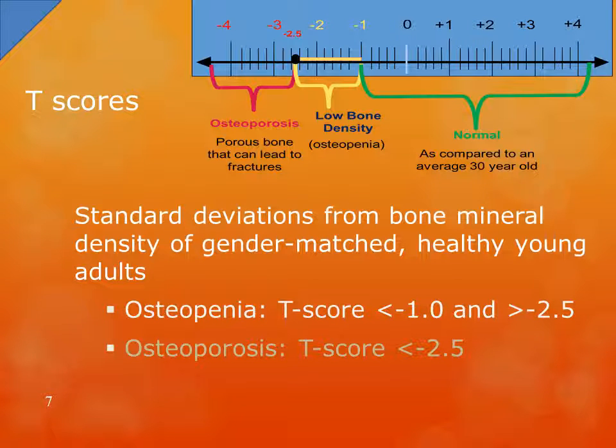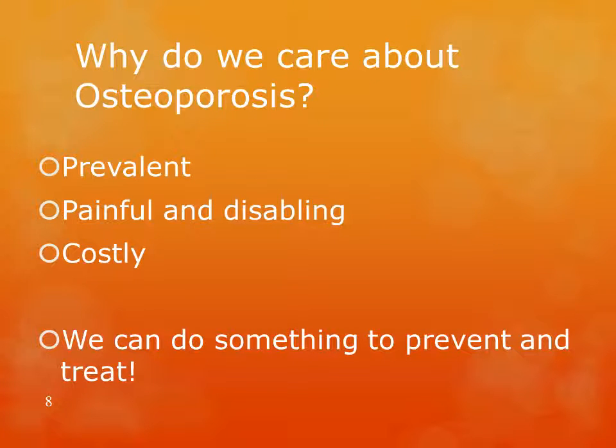So back to that World Health Organization metric, we're talking standard deviations from bone mineral density of gender-matched healthy young adults. If you're within 1 to 2.5 standard deviations below what's normal, we call that osteopenia. If you're greater than 2.5 standard deviations below what's normal, we call that osteoporosis. Why do we care about osteoporosis? Well, it's prevalent, it's painful and disabling, and it's costly, but most importantly, we can actually do something about it.